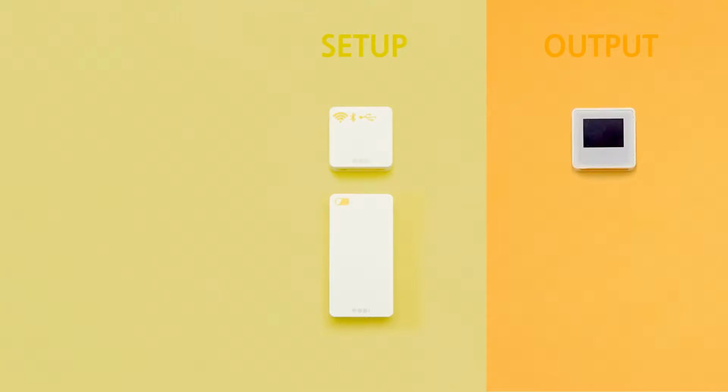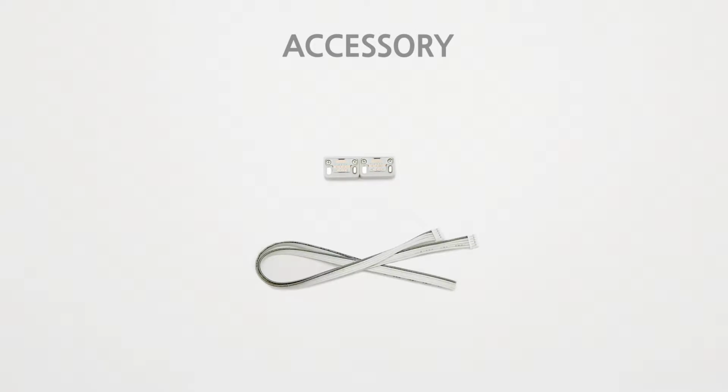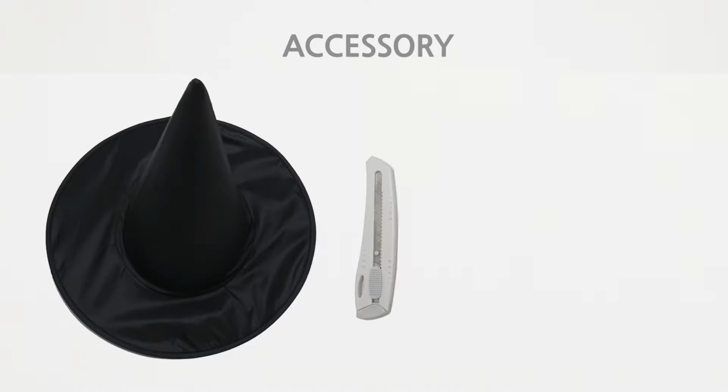You will need a network and a battery module for the setup module, a display module for the output module, and an infrared module for the input module. Prepare 2 wire adapters and a 30cm wire from the accessories. And prepare materials to decorate your magic hat.